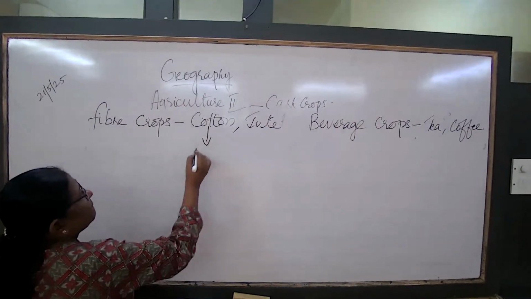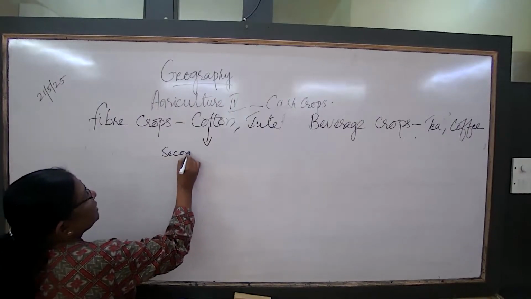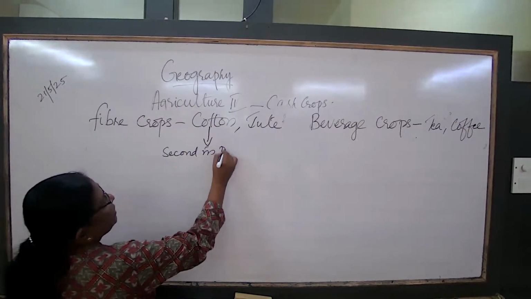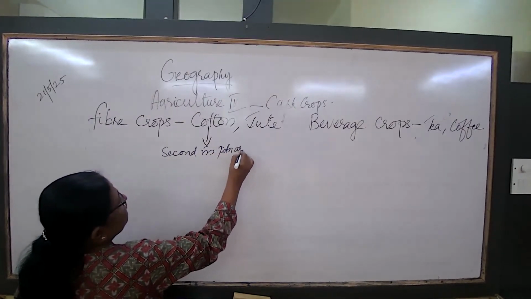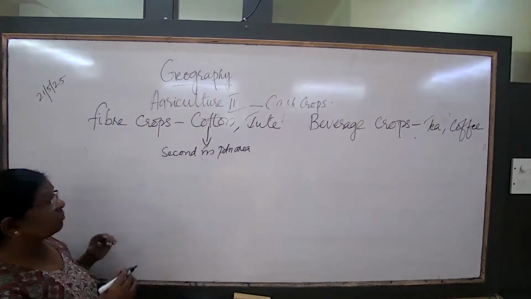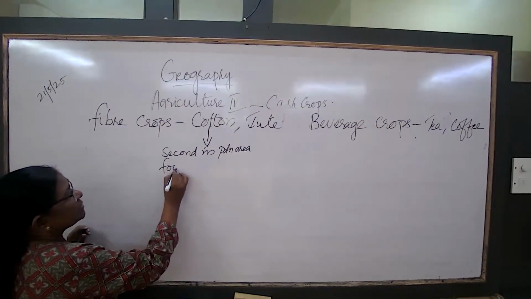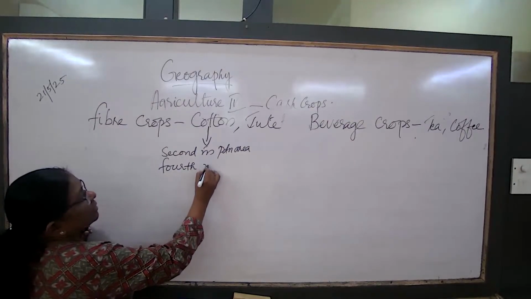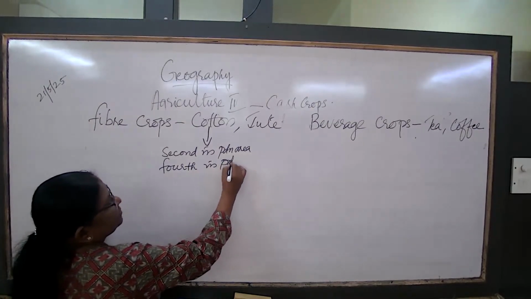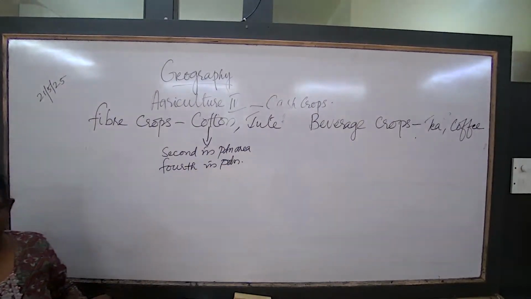Cotton: second in production area, fourth in production. So what is that? Fourth in production. PDN is production.